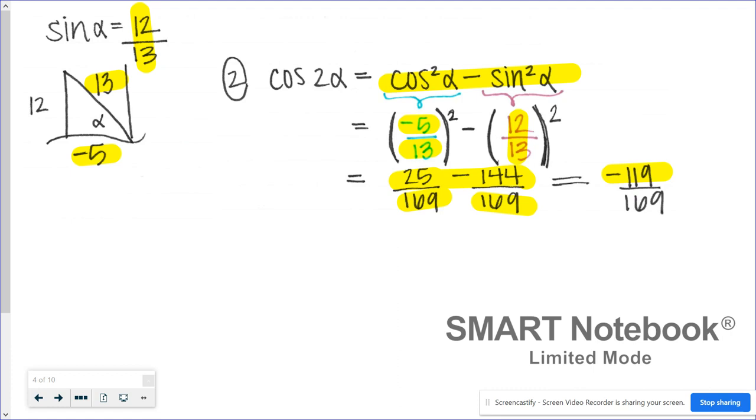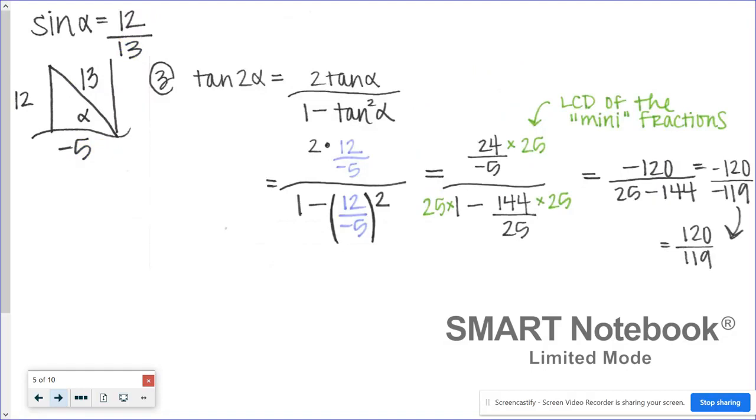Tangent of a double angle is probably the more complex one of the three because it does involve a fraction to begin with. But I'm still just using my reference triangle, and I'm getting tangent alpha from it. Tangent is the opposite over the adjacent, so that's where the 12 over negative 5 is coming from. The formula says 2 tangent alpha, so I'm writing down 2 times, and then remember tangent alpha is negative 12/5.